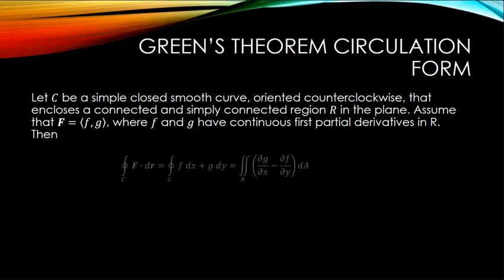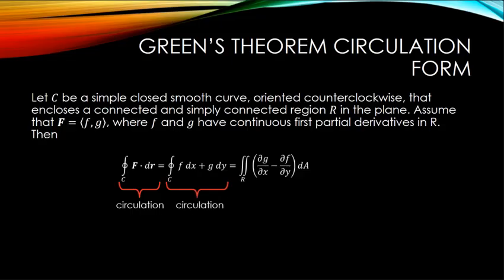Then this tells me that the closed integral over C of F dot dr is equal to the closed integral over C of f dx plus g dy, and this is equal to the double integral over R of the partial of g with respect to x minus the partial of f with respect to y dA. The closed integral over C of F dot dr is a circulation. The closed integral over C of f dx plus g dy is a circulation.